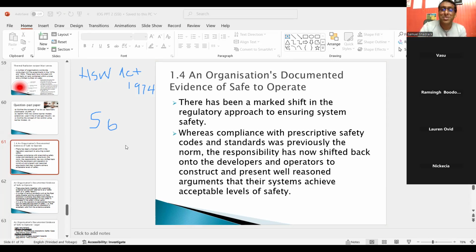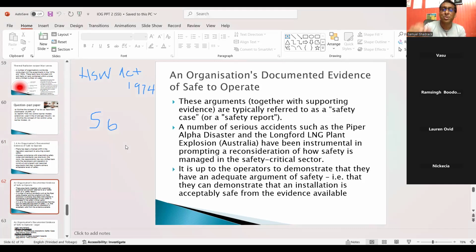That's what the topic is all about, right? We're trying to reach the main thing still. So an organization documents evidence of safe to operate. These arguments, together with the supporting evidence, are typically referred to as a safety case or a safety report. Now, I've seen some questions on this, right? So the document to ensure safety, what is safe to operate, is called a safety case or a safety report.